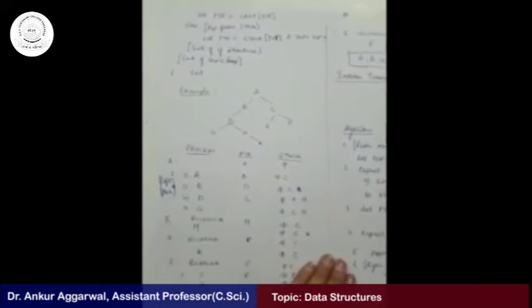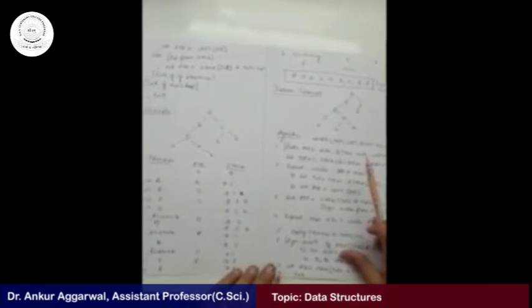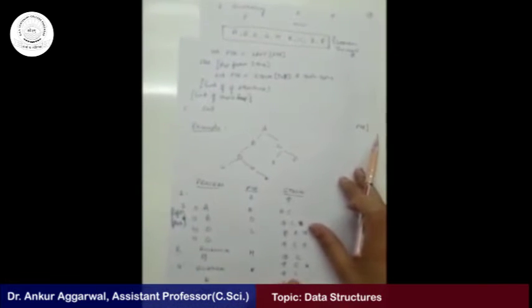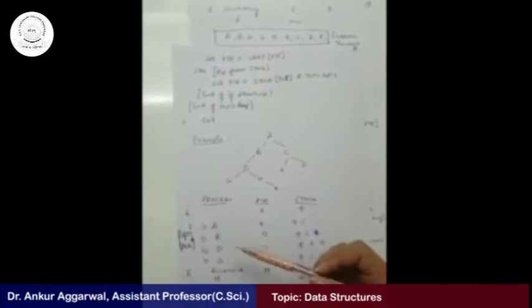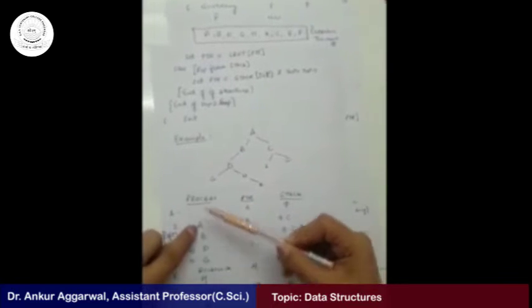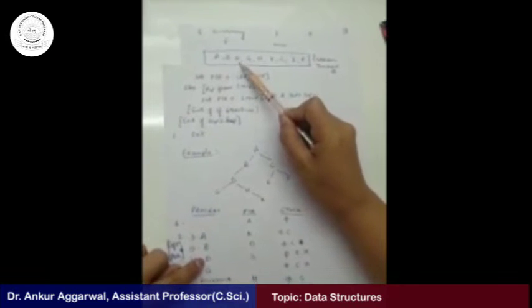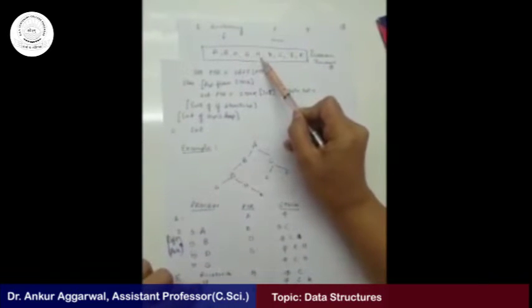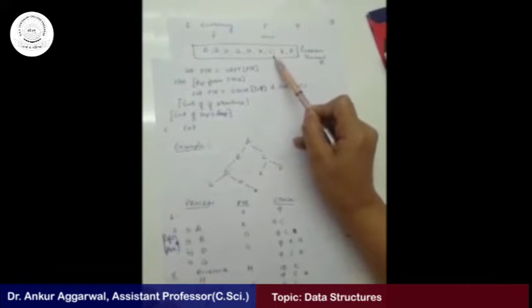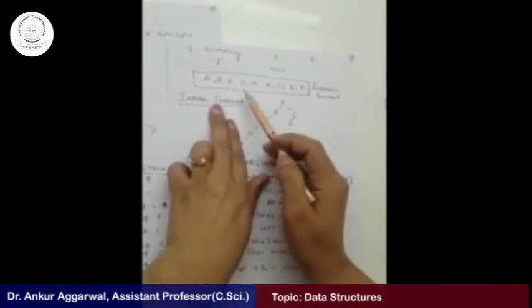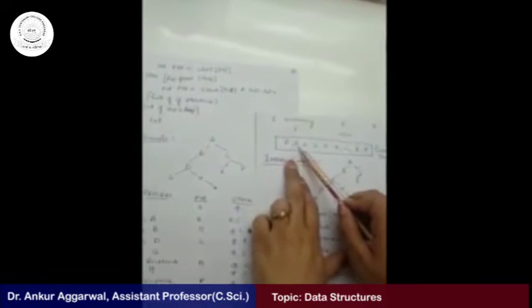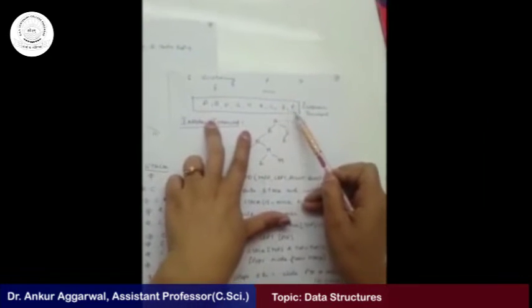Now we have to create a sequence that will represent the pre-order traversal. In a way, we have to write the sequence in which we have processed the nodes. First we have processed A, so we have A here. Then we have processed B, we have B here. Then D, then G, H, K, C, E, and then F. So this is the pre-order traversal of this tree, that is A, B, D, G, H, K, C, E, F.